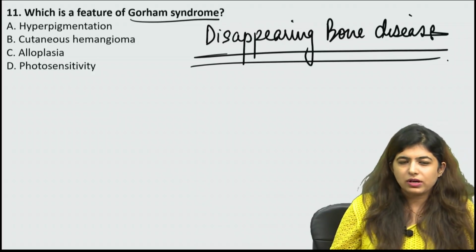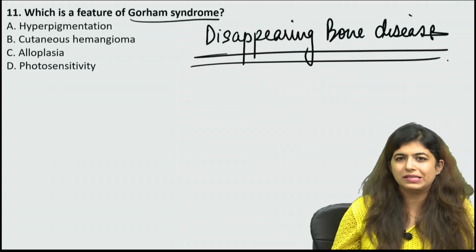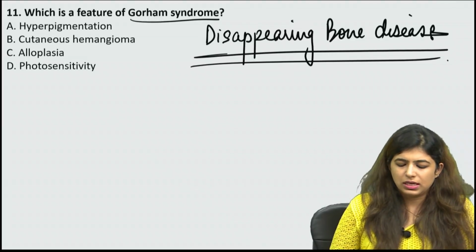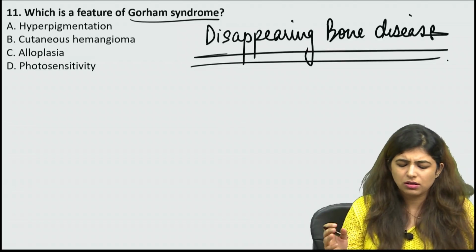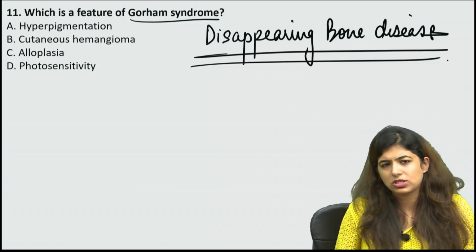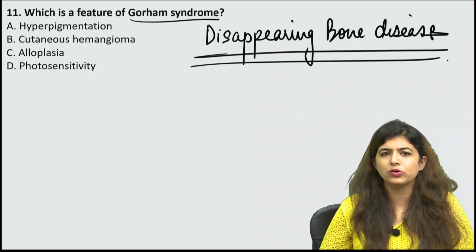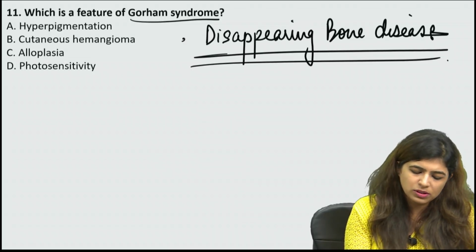This is a slightly difficult question because we don't normally read Gorham's disease on a routine basis. It is one of those topics which are very easily skipped. So it's a flash question. You read it here, you'll always have it in your mind. If at all you get a question like this in the exam, you'll be in a good position to answer it. So this is also called as the disappearing bone disease.